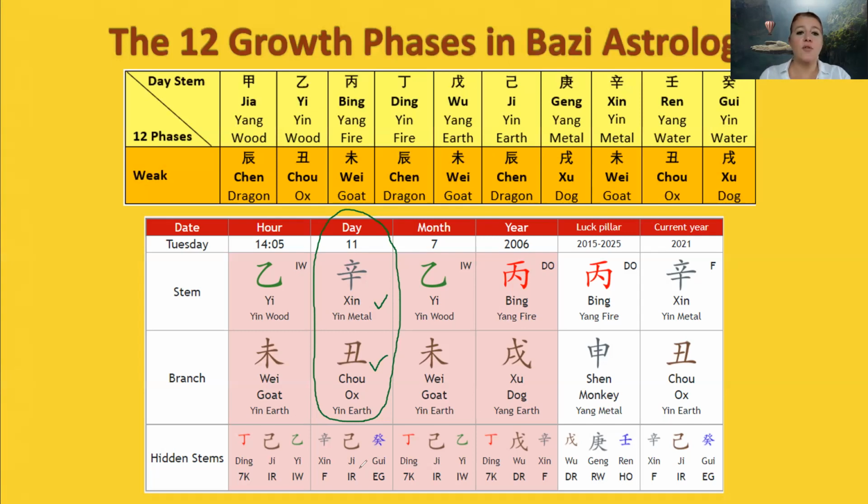Otherwise, as you go through life, you will have less and less self-confidence. So this is very, very important for those individuals who are born on the wood dragon day, wood ox day, metal dog day, or metal goat day. Consciously throughout your life, work on cultivating a positive mindset. All right, so this was the weak phase.